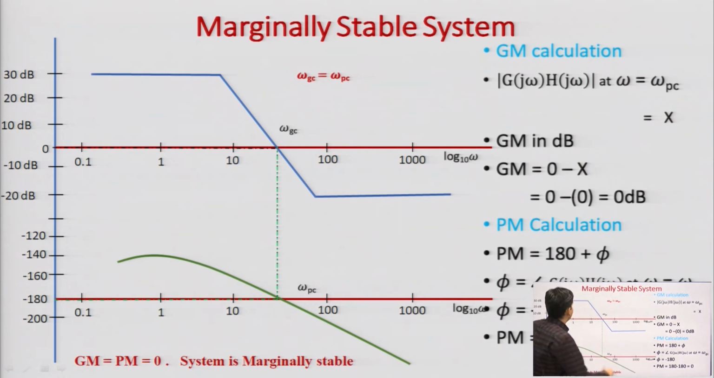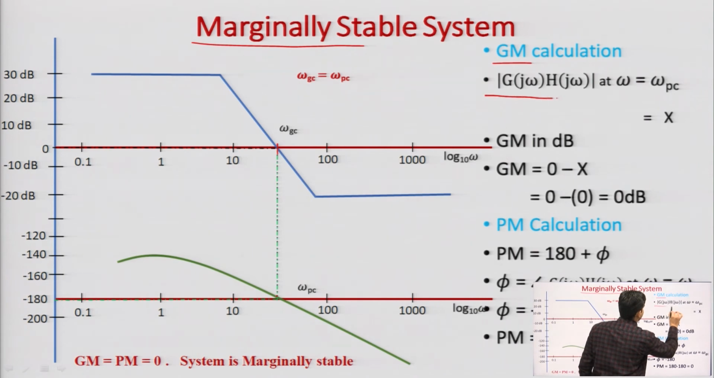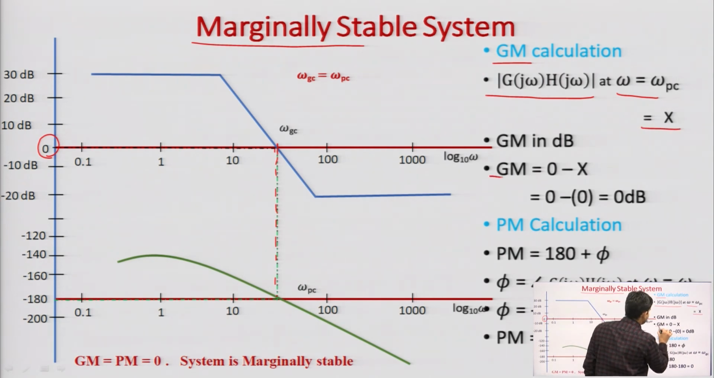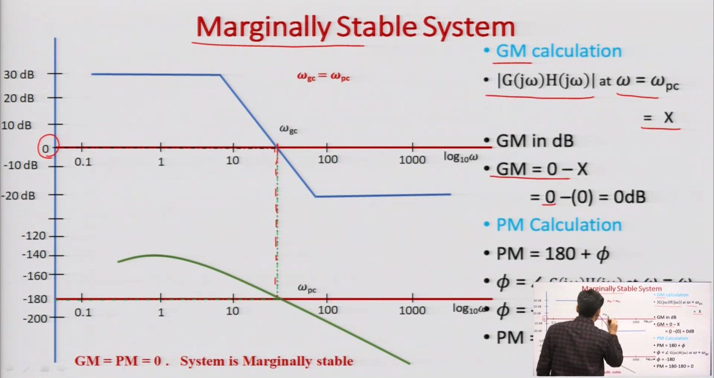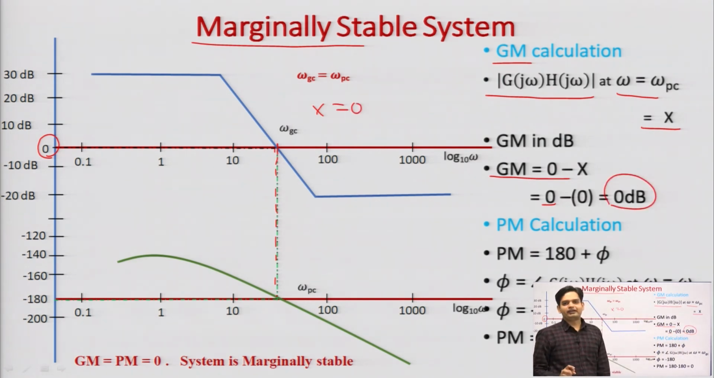In the same way, let us look at a marginally stable system, where the magnitude plot is cutting 0 here and the phase plot is cutting minus 180 at this point. First, I will calculate the gain margin. Again I will calculate my mod at omega equal to omega pc. This is my omega pc, where my phase plot is cutting minus 180, and I would like to see what the magnitude is at this frequency. This magnitude is coming here as 0, right. So, here the gain margin is 0 minus x, and the x value is 0. So, 0 minus 0 gives you 0 dB. So, here my gain margin is 0.